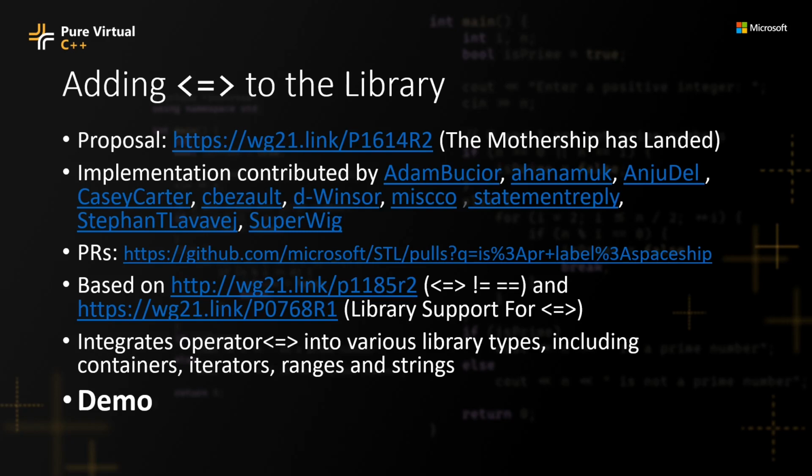Adding the three-way comparison operator, the Spaceship Operator, to the library types has been another very large C++20 feature that was just recently completed in 16.10, with many contributors over the last year. Thanks to Adam, Ahana, Anju, Casey, Curtis, Daniel, Michael, Stephan, and Superwig, all of whom have contributed to this amazing feature. Let's do a quick demo.